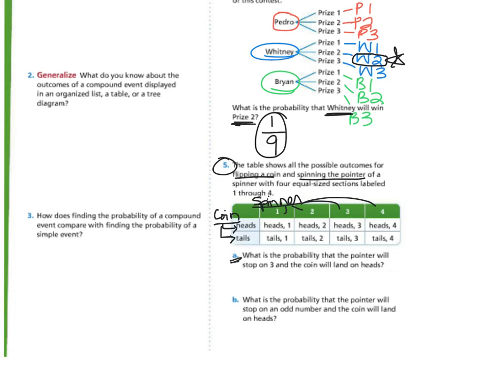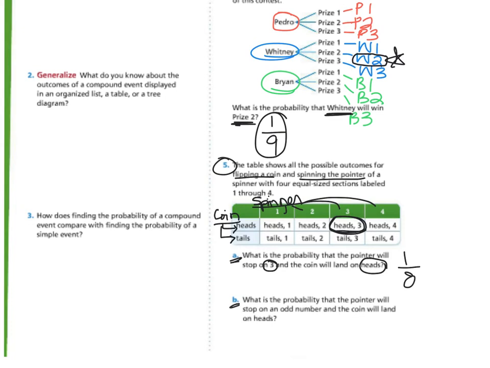So part A says, what is the probability that the pointer will stop on 3 and the coin will land on heads? So we're looking for that combination to show up, and it's right here. So the probability that it lands on 3 and heads is 1 out of the total number of outcomes, which is 8.